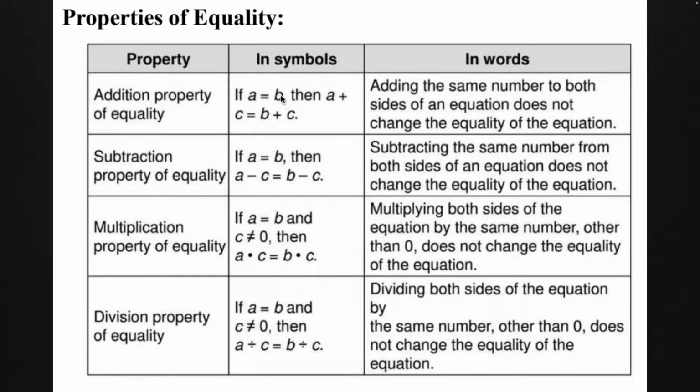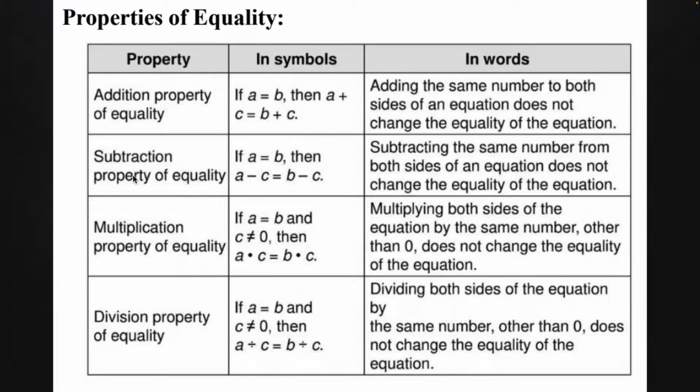Which is exactly what the words say here. Adding the same number to both sides of an equation does not change the equality of the equation because we're increasing both sides by the exact same amount. So they were equal before. I increased them by the exact same amount. They're still going to be equal. They're just going to be a little bit bigger.